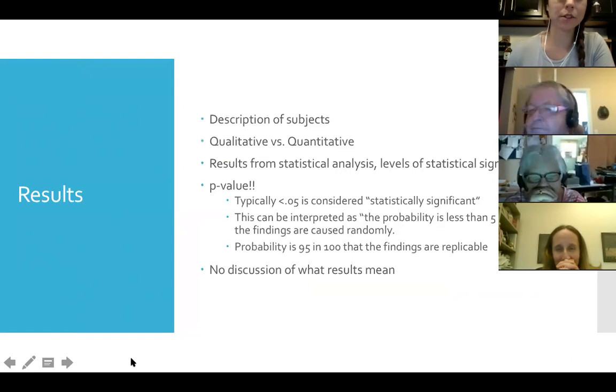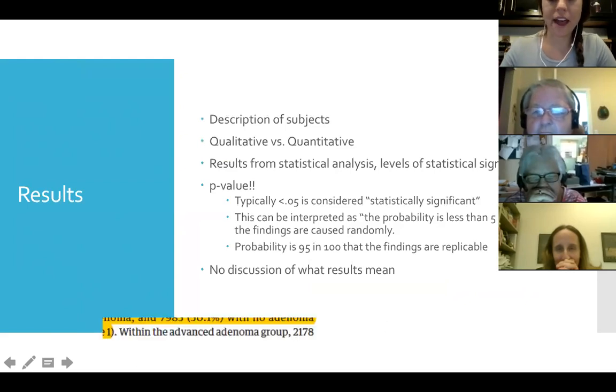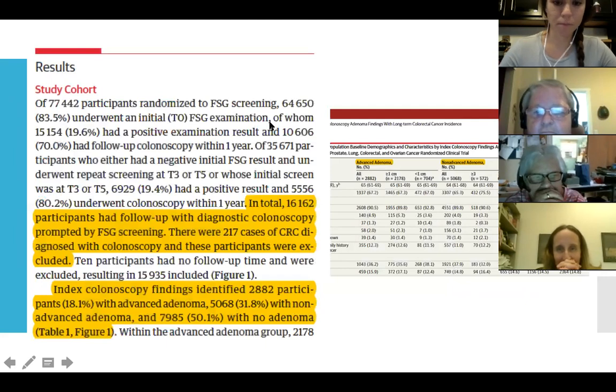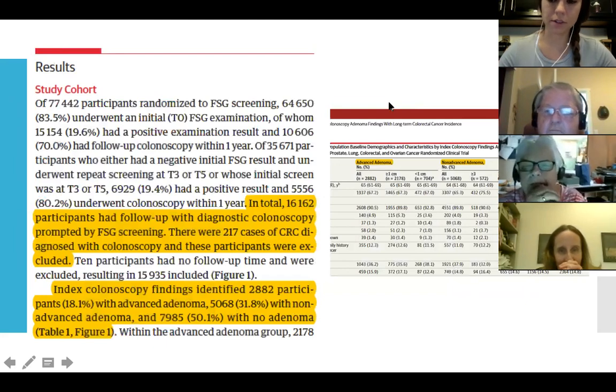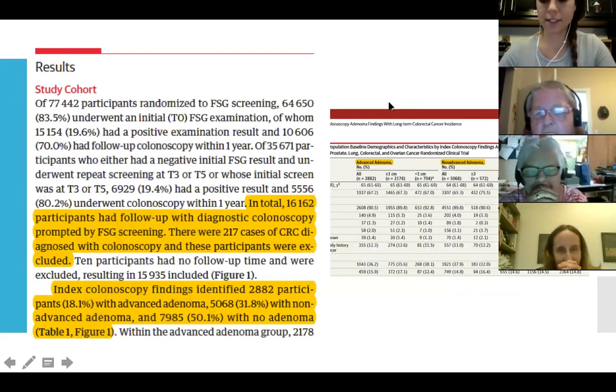So keep in mind, in the results section, there's rarely any discussion of what the results mean. There shouldn't be any discussion of what the results mean. That is what the discussion is for. So you can see here from the article, this is their results. They describe who actually ended up being included in the study. Here it says in total 16,000 participants ended up having a follow-up colonoscopy after the FSG screening. And then you'll see a lot of tables and charts and graphs in the results section. This is where the data lies.